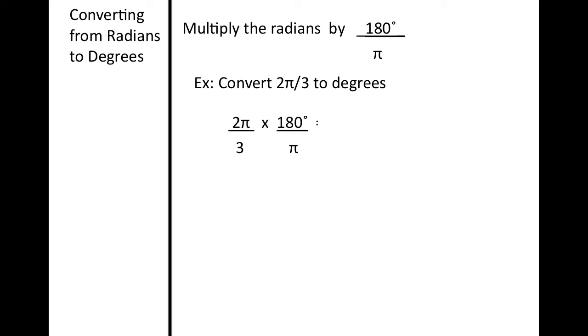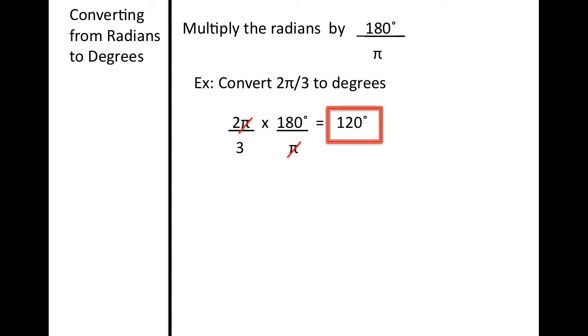In order to convert from radians to degrees, all you have to do is multiply the radians by 180 degrees divided by pi. For example, if you were to convert 2/3 pi into degrees, all you would need to do is multiply by 180 divided by pi, cross cancel, divide, and your total should be 120 degrees.